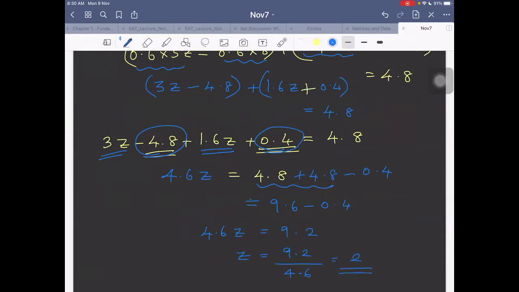Why is it 2? Because it's nothing but 92 divided by 46. 92 divided by 46 is 2. So that is cool. Got it?